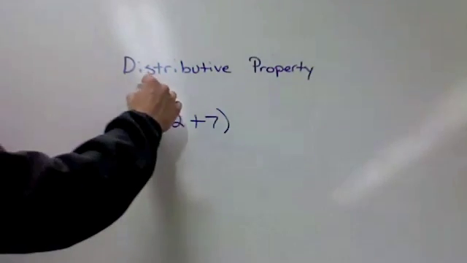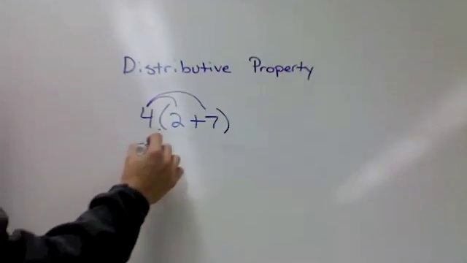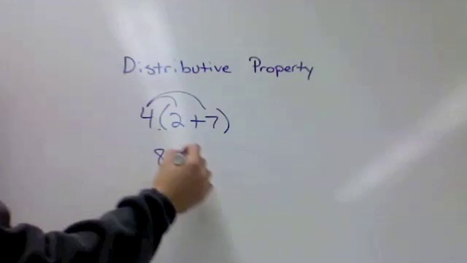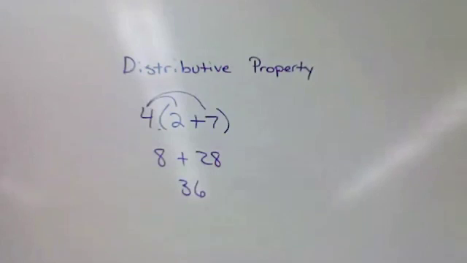Or you could actually multiply 4 times 2 and then add 4 times 7. So in this case, 4 times 2 would be 8. 4 times 7 is 28. 8 plus 28 is obviously 36. So that's, remember, what we do with the distributive property.